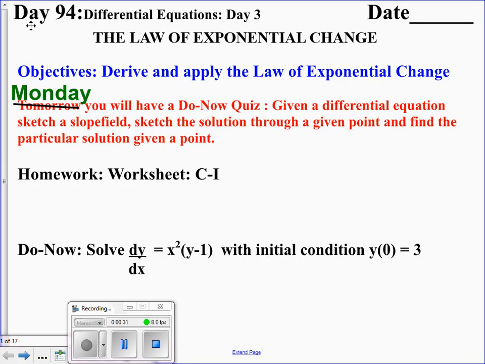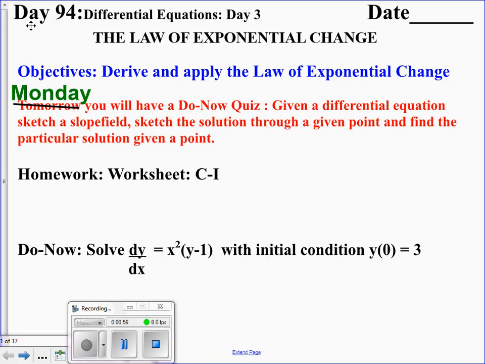Alright, so what you'll have to do is sketch a little slope field. I'm going to give you a differential equation, the derivative equals whatever. It's going to be a nice one. You'll sketch a little slope field at whatever points I indicate. Then I'll tell you a point that the solution has to pass through so you can draw in what the solution looks like.